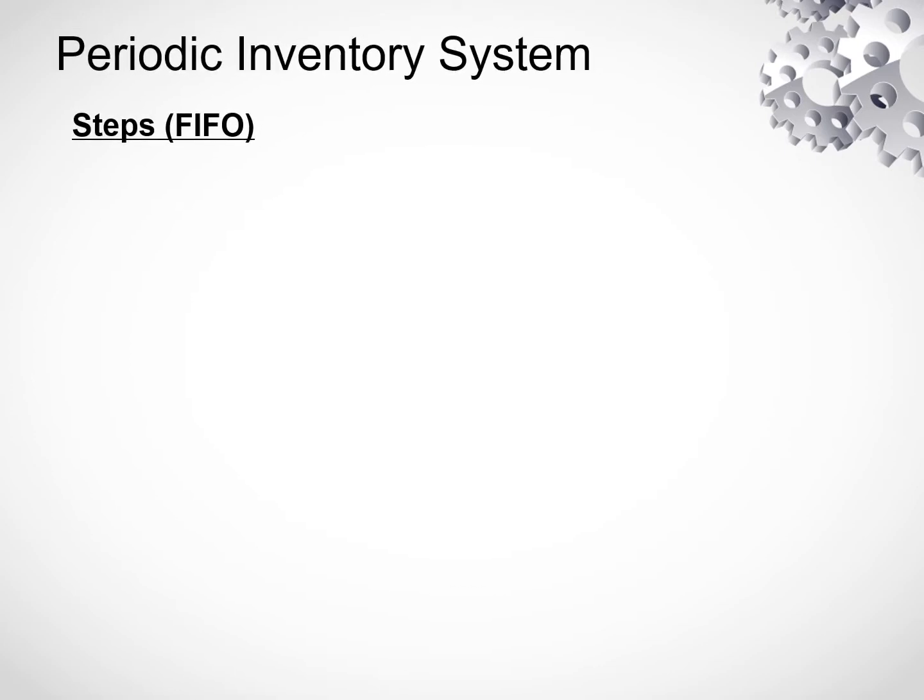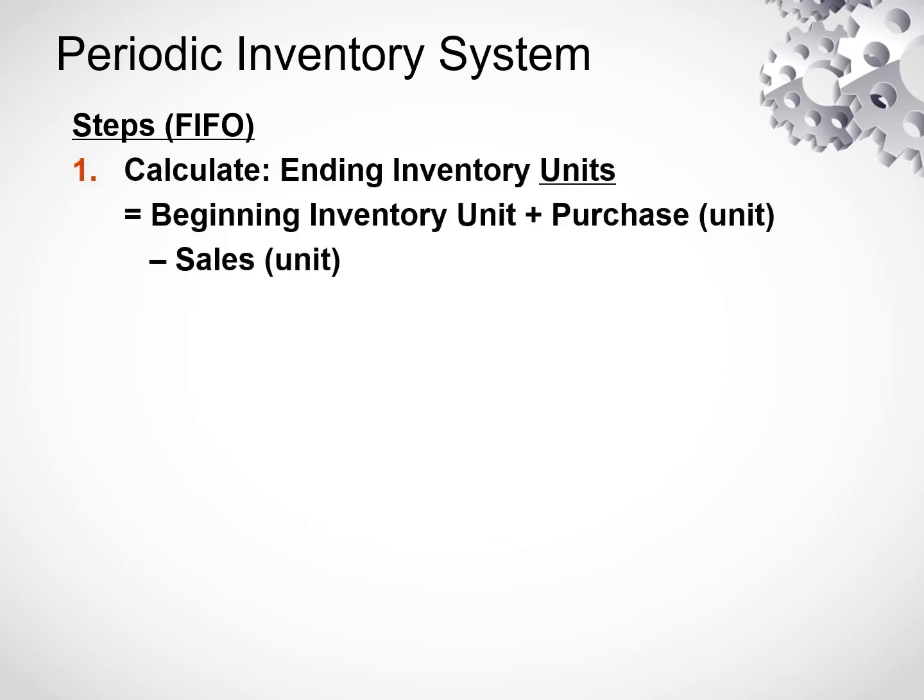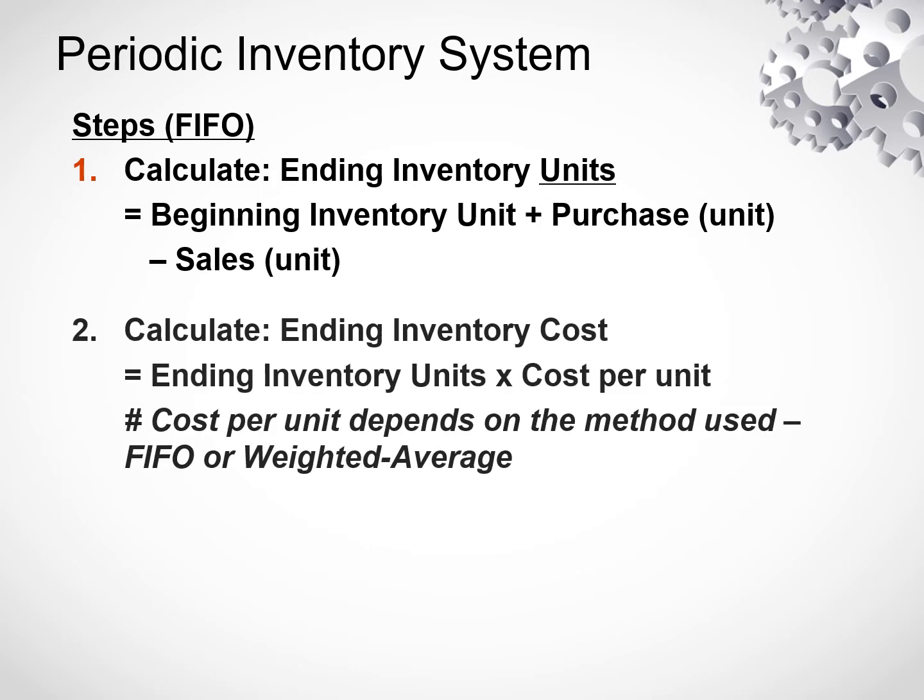There are a few steps as a guideline in this calculation. First, calculate ending inventory units equals beginning inventory units plus purchases in units minus units sold. Second step, calculate ending inventory cost equals ending inventory units multiplied by cost per unit. Cost per unit depends on the method used, such as FIFO or weighted average.